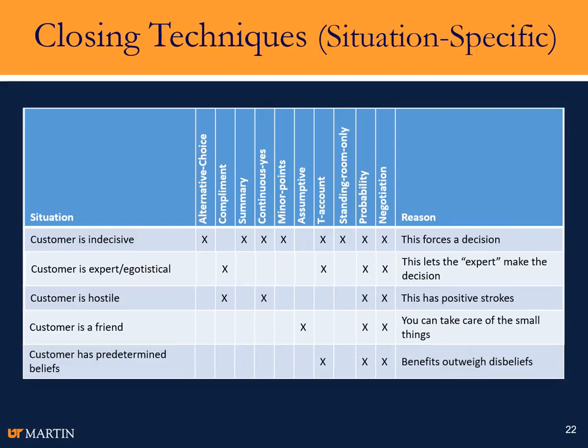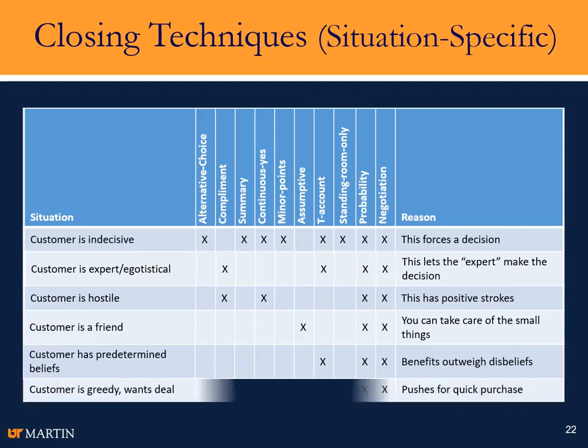If the customer has predetermined beliefs, they're very set in their ways, maybe they have a concern about a source, we talked about objections, then you want to make sure that they understand the benefits outweigh their concerns, their previously existing beliefs. So you might use a summary of benefits close if you feel like that would work, but a T account's usually a good route to go.